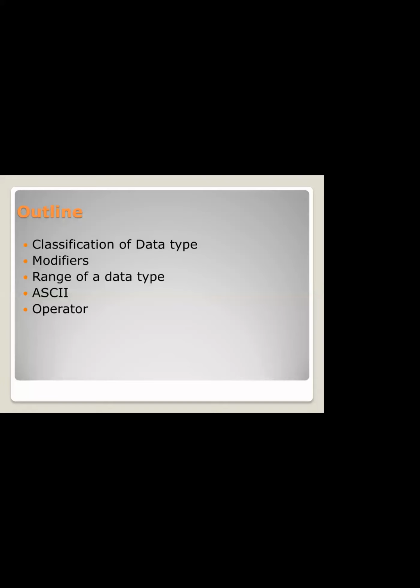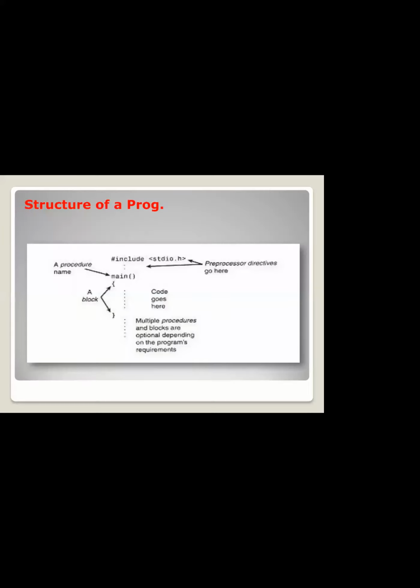First one is the classification of data types, then the modifiers, then range of a data type, ASCII, what is an ASCII, then several operators. Let's see how much time we will get and how much we can cover.